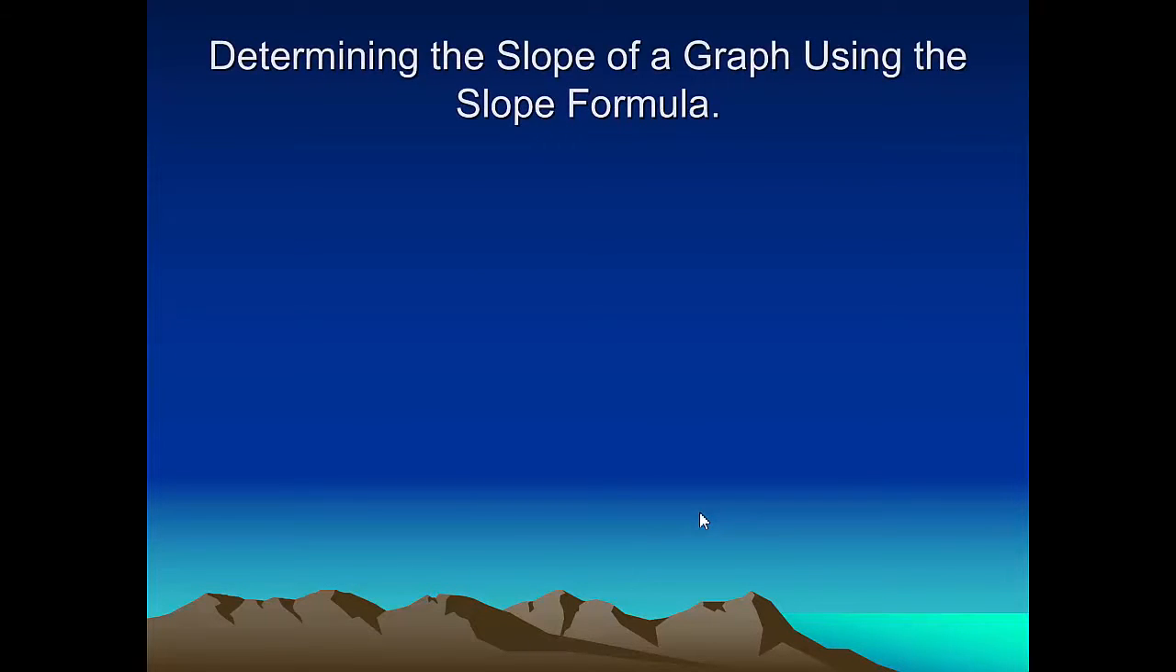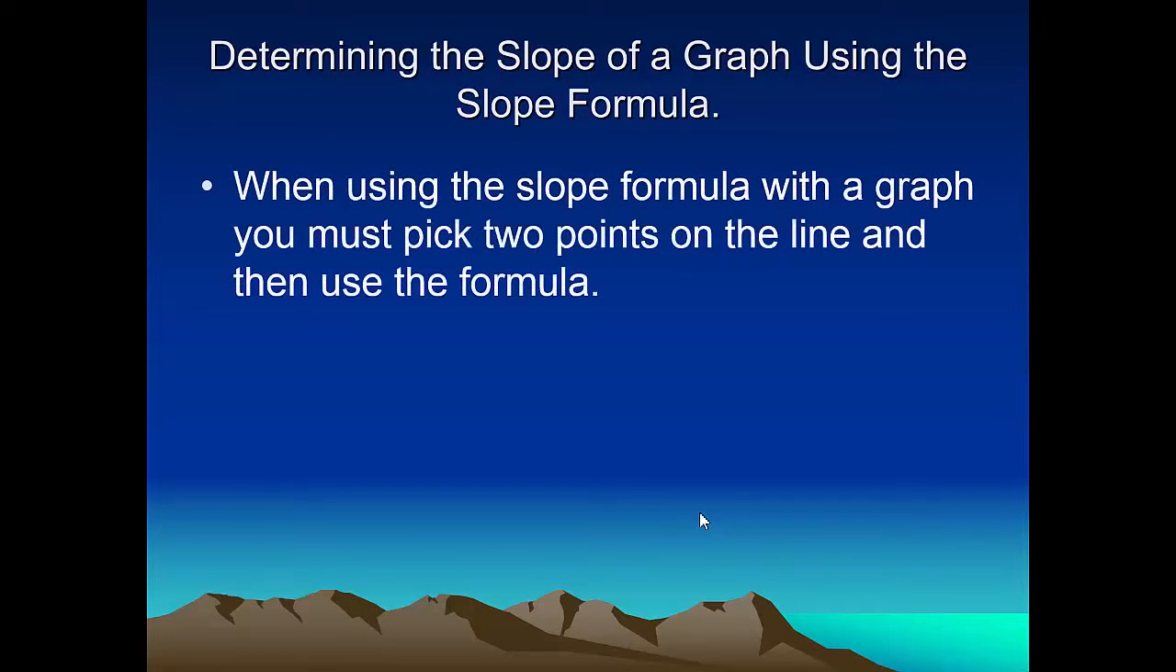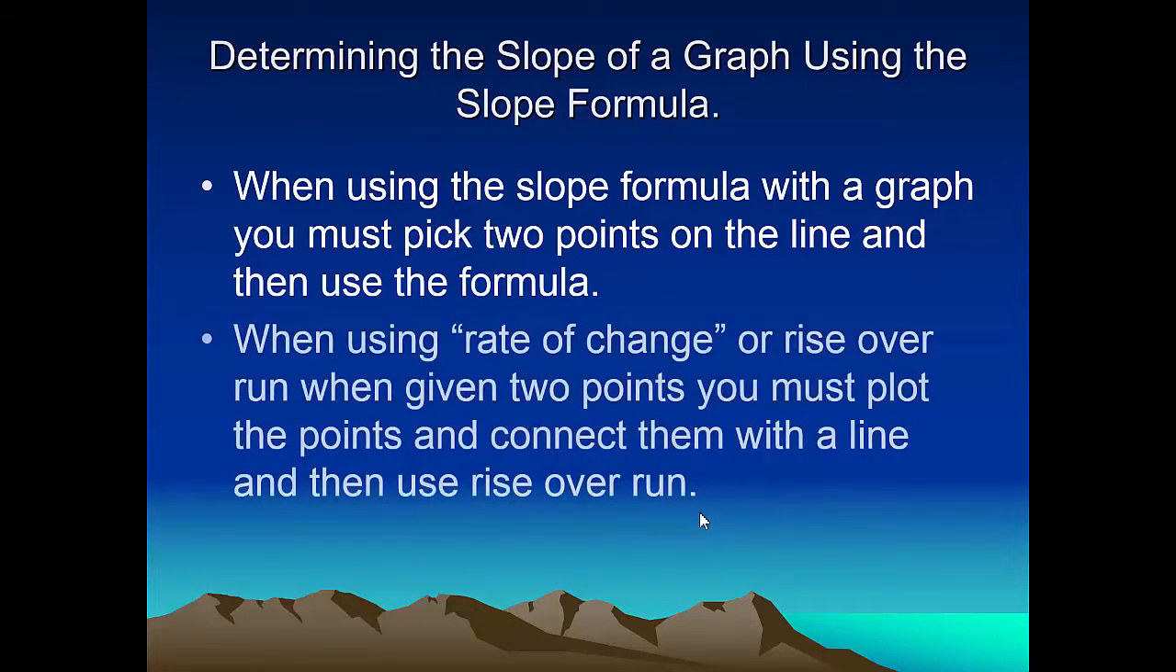It says determining the slope of a graph using the slope formula. When using the slope formula with the graph, you must pick 2 points on the line and then use the formula. When using rate of change or rise over run, when given 2 points, you must plot the points and connect them with a line, and then use rise over run. Basically, we did exclusively the situation where we got 2 points, we will use the slope formula. Then when we had the graph, we will use rise over run.